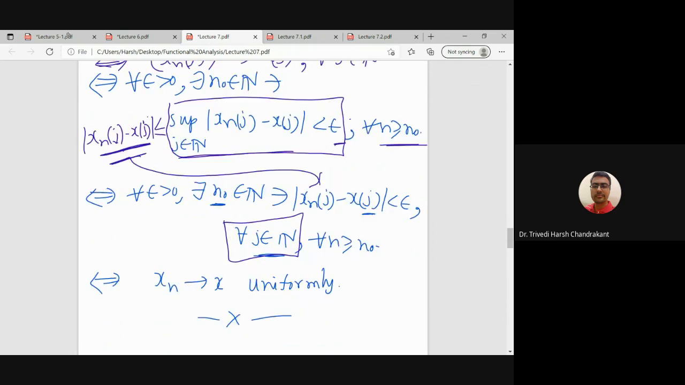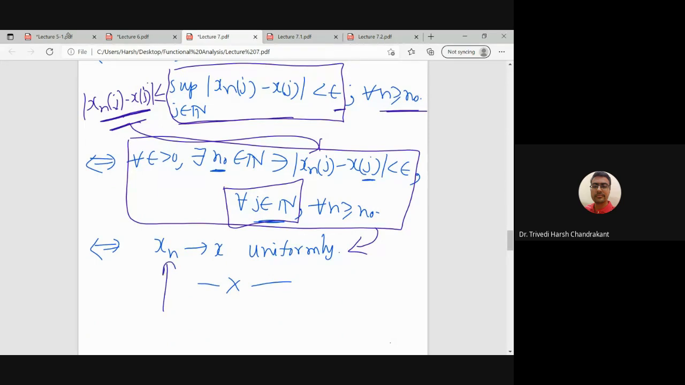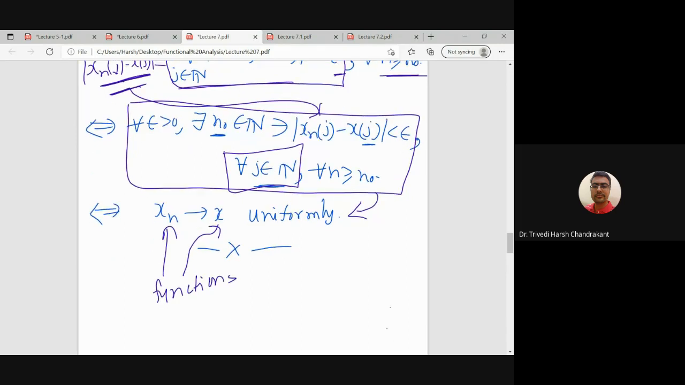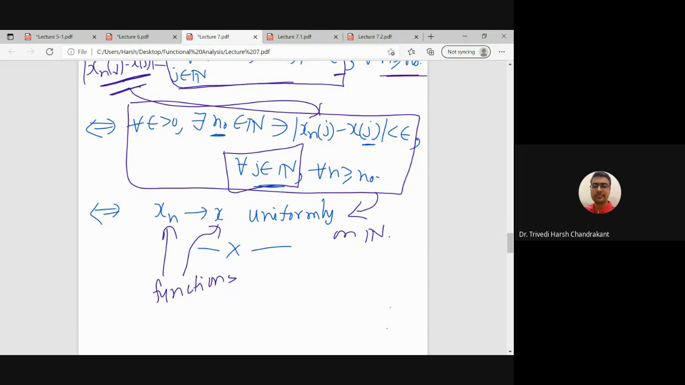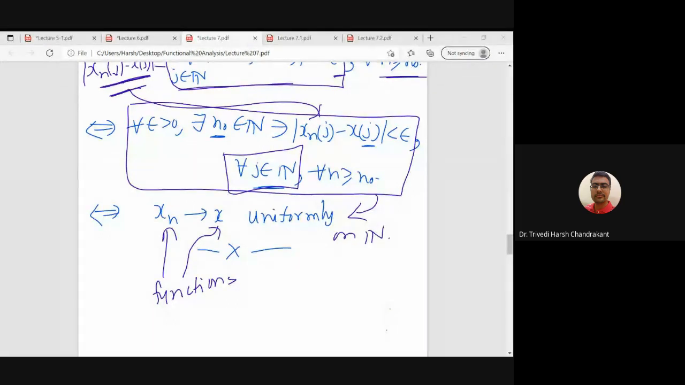So now this criterion is basically the uniform convergence. x_n, which is a sequence of functions, this is a function, converges to this function uniformly. Uniformly means what? Uniformly on the set of natural numbers, on the domain. Okay, so any doubt so far regarding this?